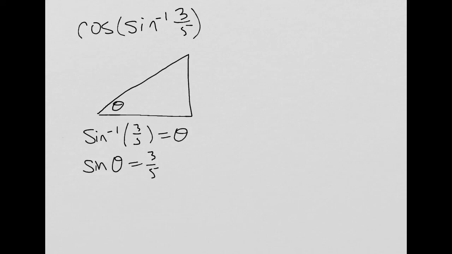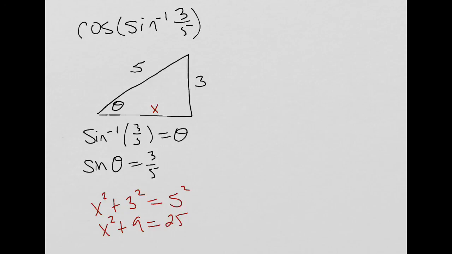Well, that's going to mean that opposite over hypotenuse is 3/5. Now I can use the Pythagorean theorem to figure out what's going to go down here on this other side. If I call this side x, I'm going to have x squared plus 3 squared equals 5 squared. So x squared plus 9 equals 25. x squared equals 16. x equals plus or minus 4. But we're measuring lengths, so we're going to go with x equals 4.